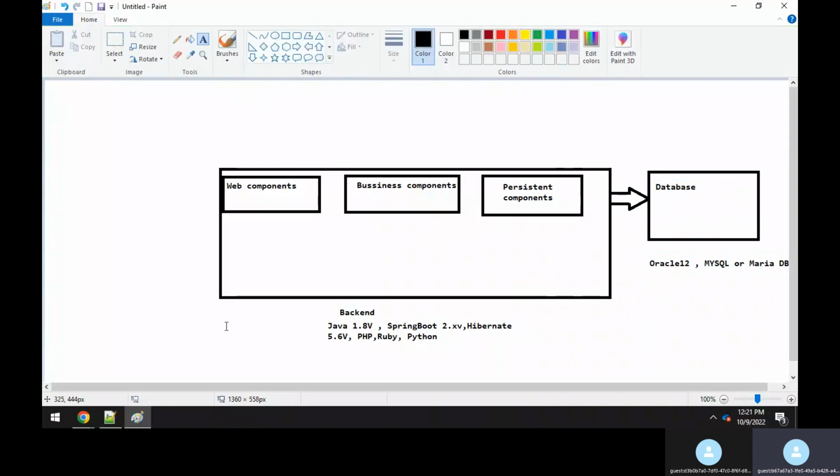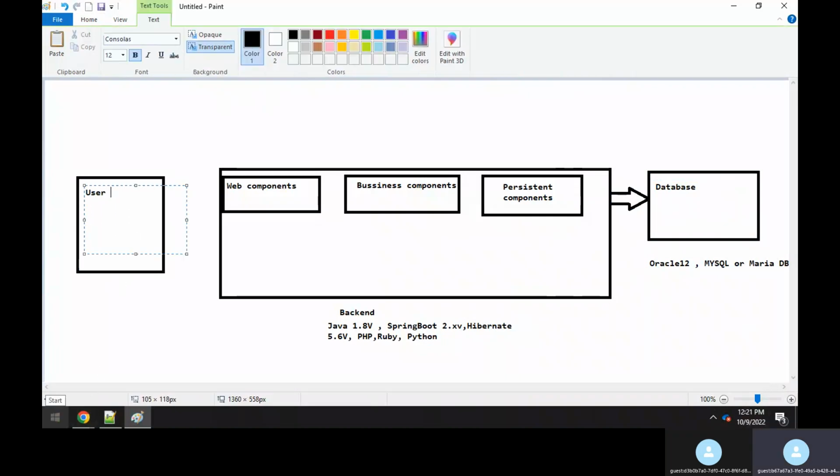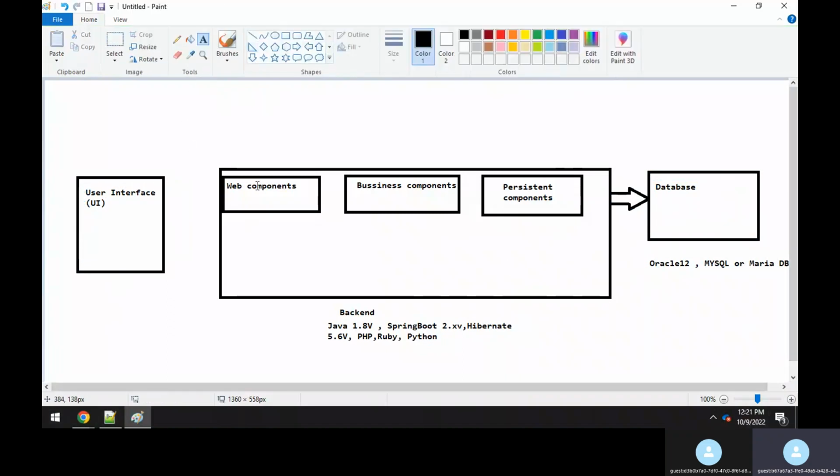After this, what happens? You would have one more component, which we call a front end component, or your user interface component. We call it a UI. This UI is the front end component. For example, when you open any site through a browser, whatever web page you see, that is the front end component.